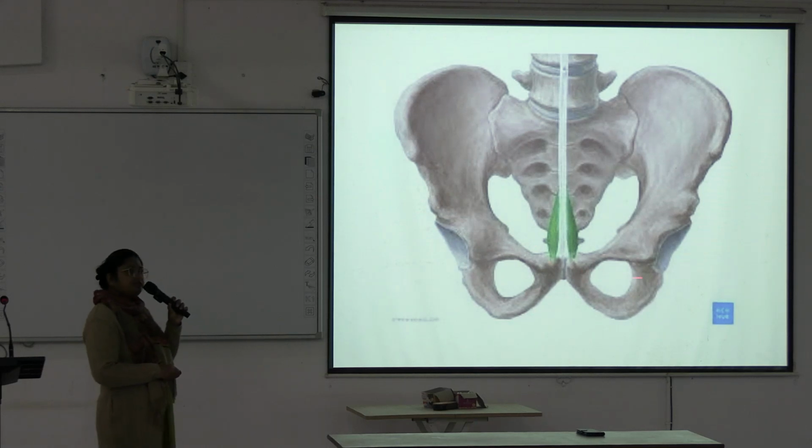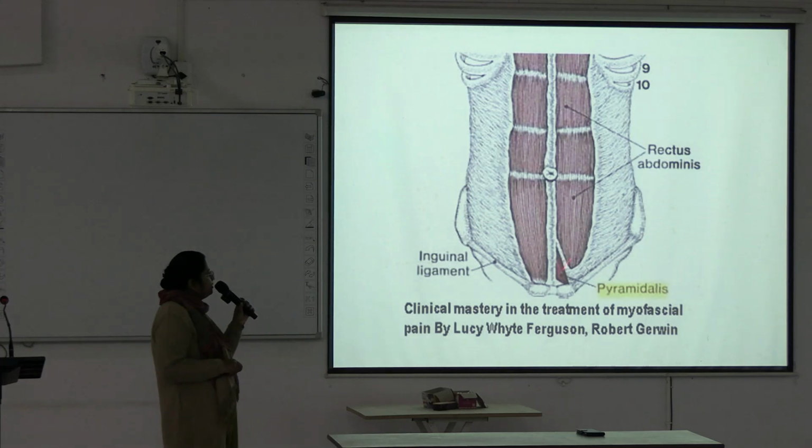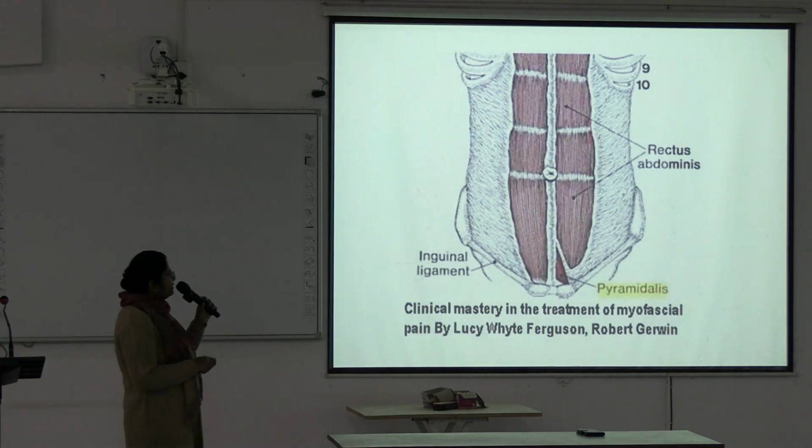Pyramidalis is originating from the symphysis pubis and the pubic crest, and the apex of the muscle is inserted into the linea alba. Okay, so this is the location of pyramidalis. Next, pyramidalis and rectus abdominis intersections.